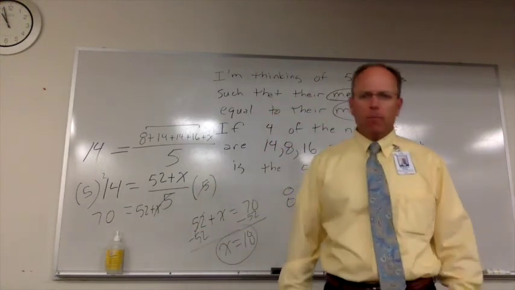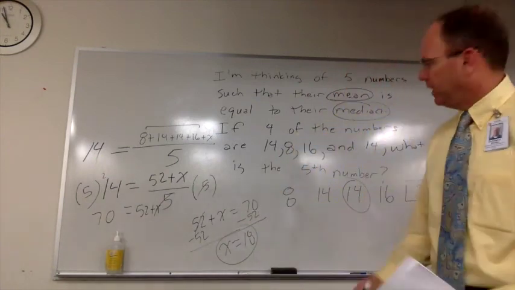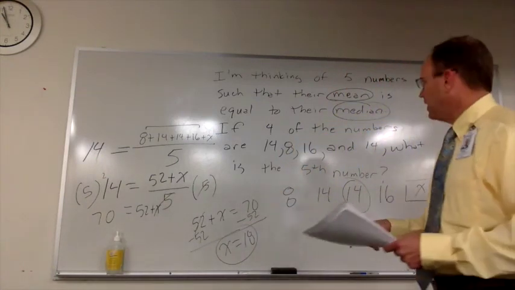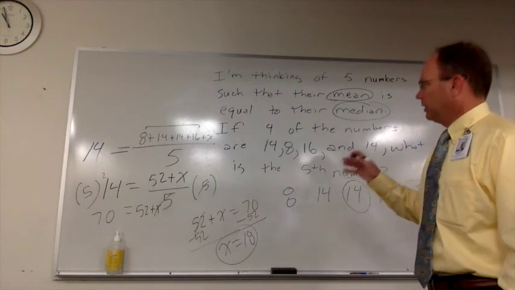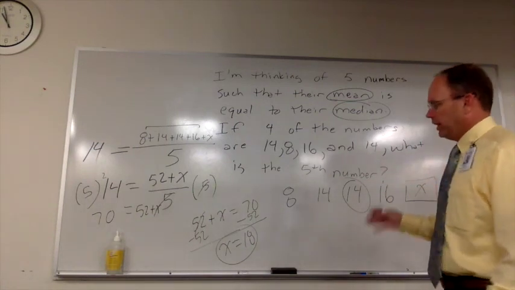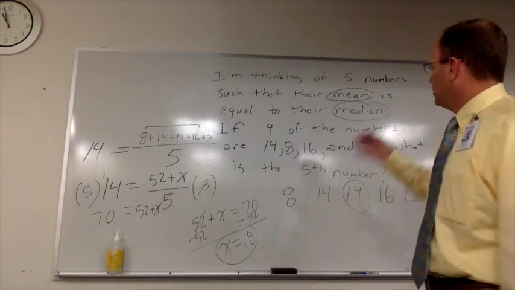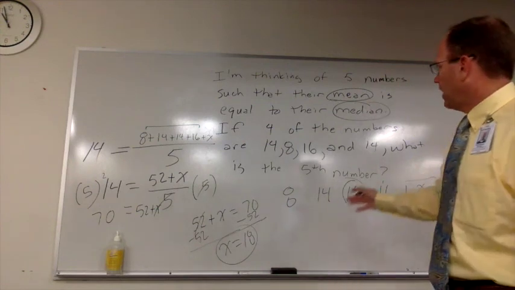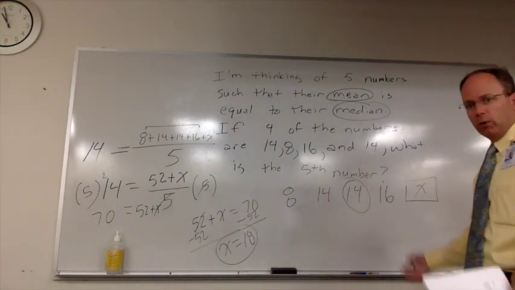My 5th number of this sequence was 18. If my 5th number was 18, that means that with the list of 14, 8, 16, 14, and 18, that average is equal to the median, which would be 14.